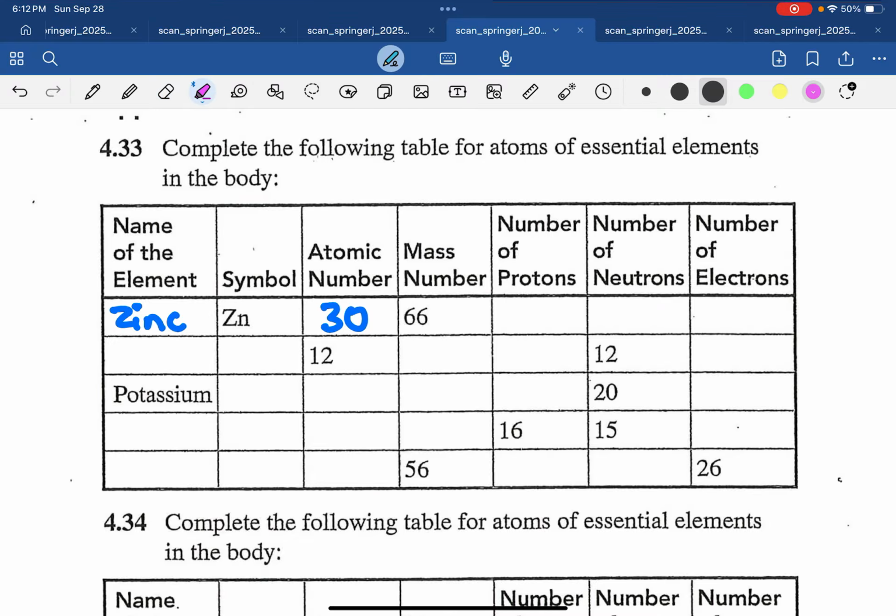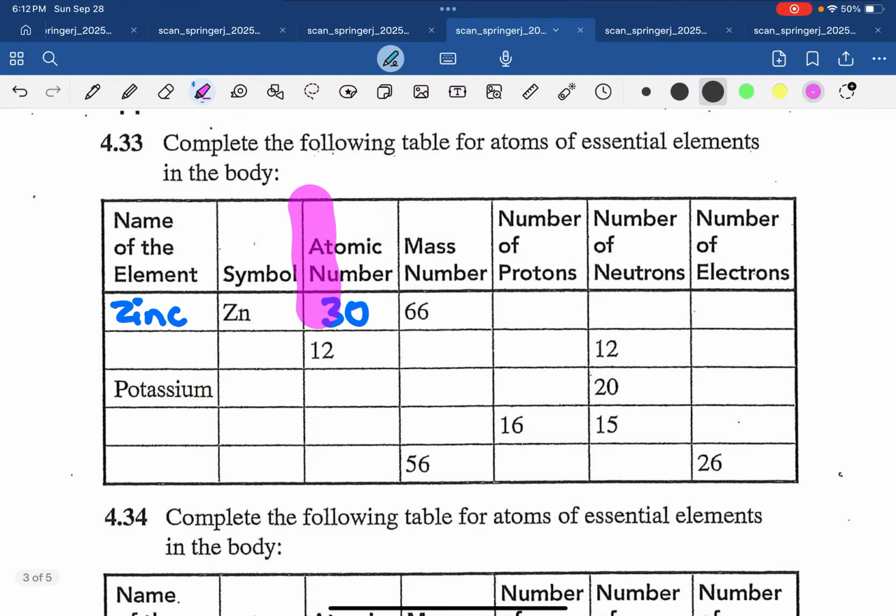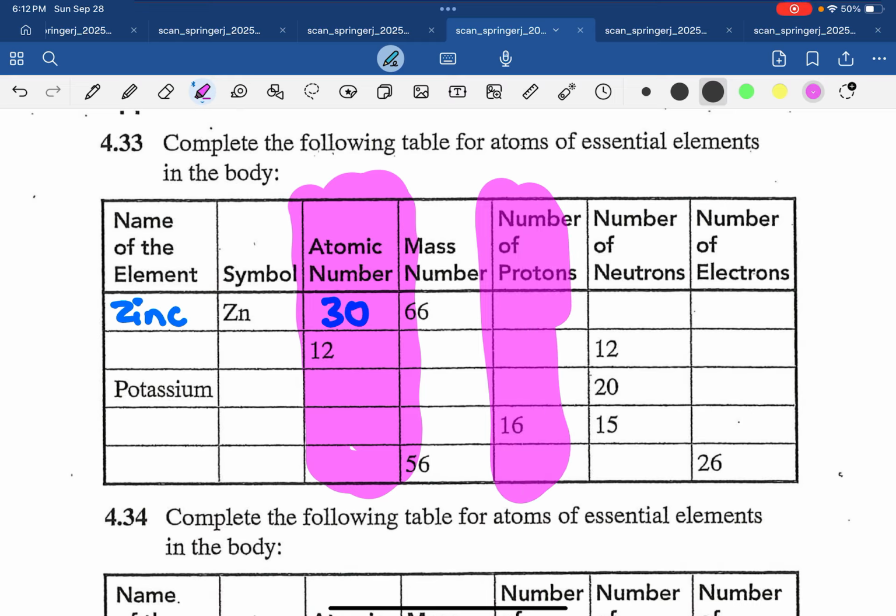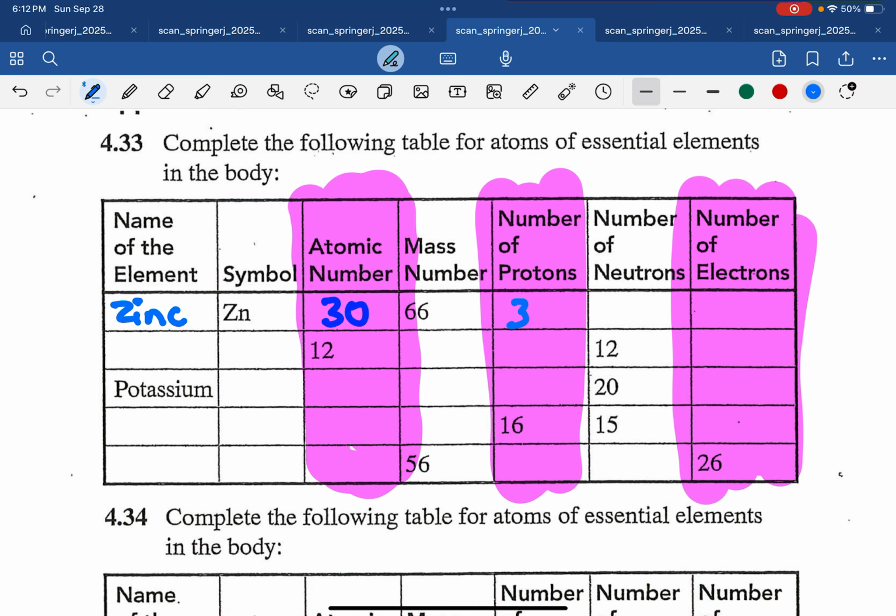Now, here's another thing. The atomic number, the number of protons, and the number of electrons are going to be the same for this table. Those three are the same. So if this was 30, then this is 30, and this is 30. How are we going to get the number of neutrons? Well, if you have the mass number, you can subtract the number of protons, 66 minus 30, and you'll get 36.